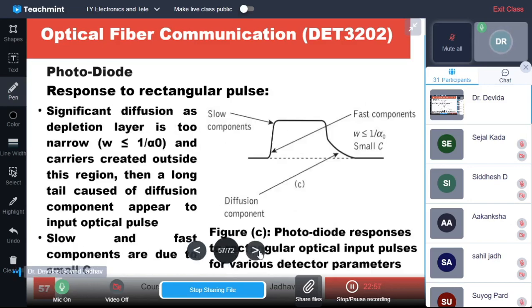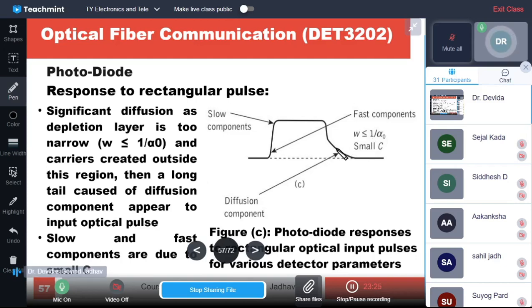The second is that C is small, but W is also smaller than or equal to 1 upon alpha 0. W is not very large compared to 1 upon alpha 0. So what is the effect of a small W? The initial fast and slow components are there due to scalar currents, but there is a diffusion tail due to this small W.